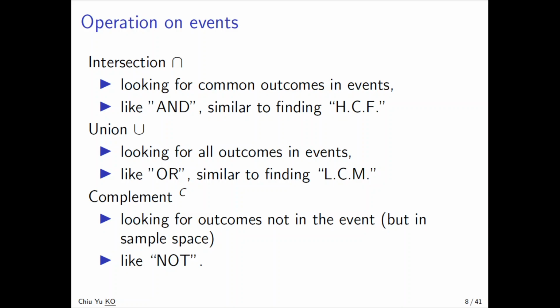So let's talk about some operations and some properties of events. So, intersection means that we try to find all the outcomes in those events. Okay, and why we want to look at the intersection, later you will see it's very common that we will try to find these things to calculate this probability, right?